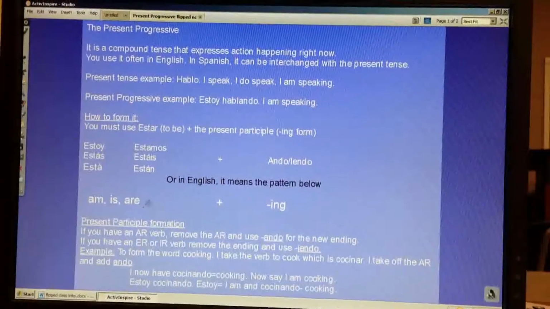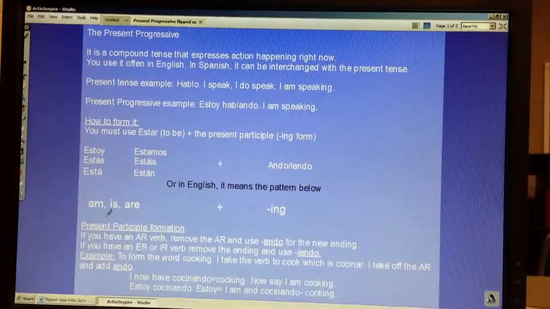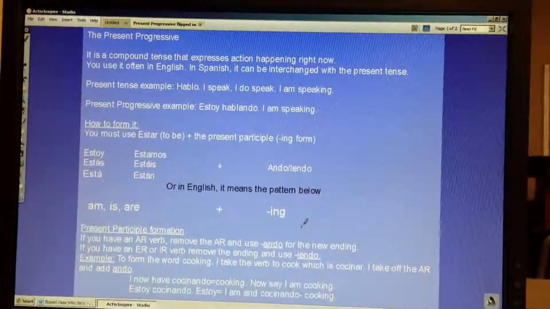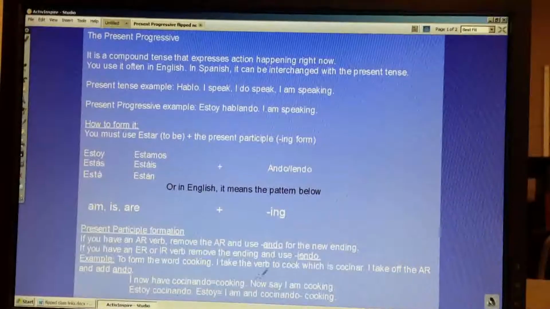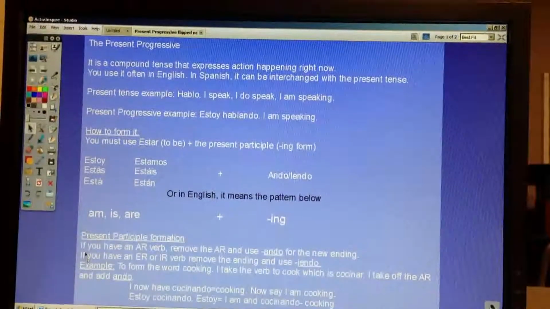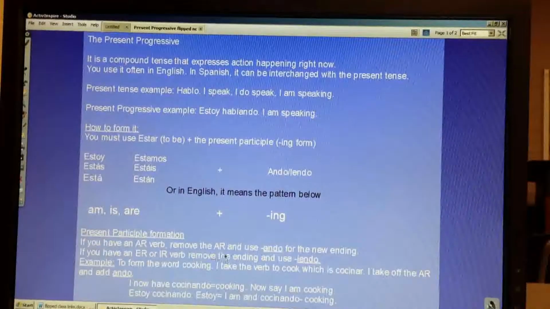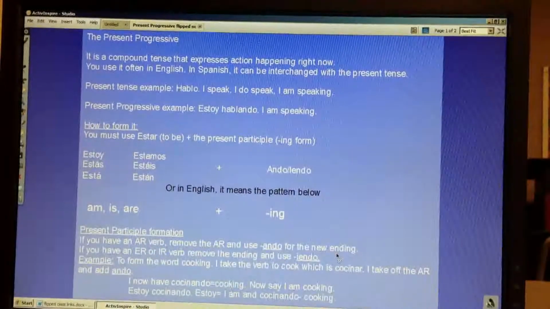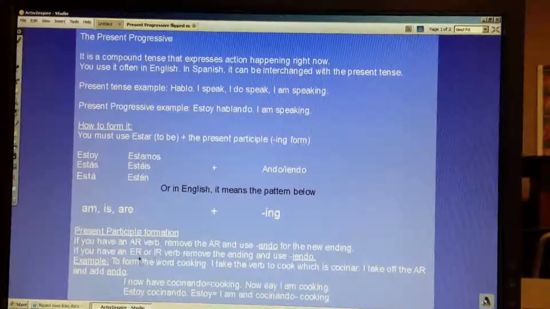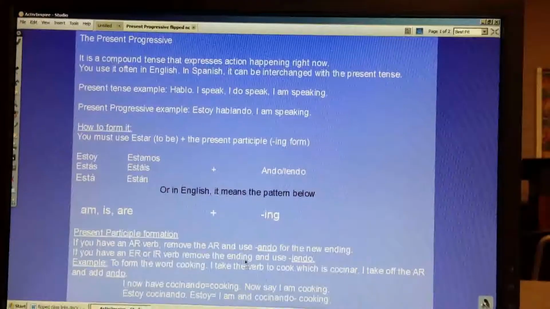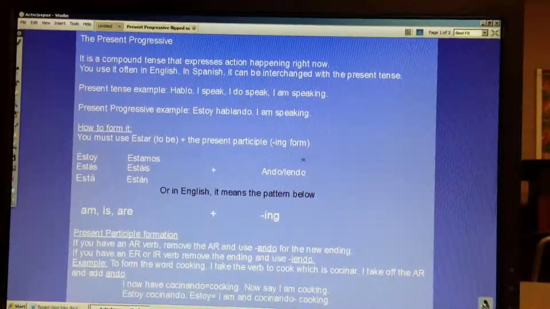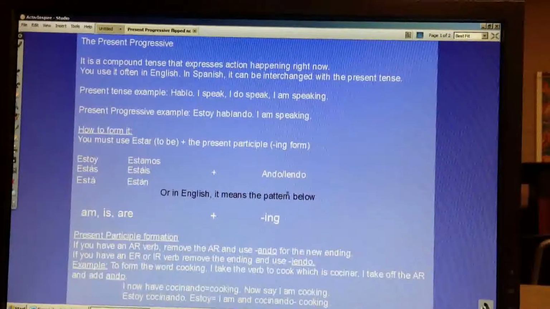Now, in English, that's going to translate as I am doing something, he is doing something, we are doing something, and then over here I have the ing so that you can see how it correlates when we look at the example below. Now, it says for formation, if you have an AR verb, remove the AR and use ando for the new ending. Okay? This is how we came up from hablar to hablando. If you have an ER or an IR verb, you remove those endings and you put yendo, I-E-N-D-O. I like to call the present participle the ando or yendo form of the verb.